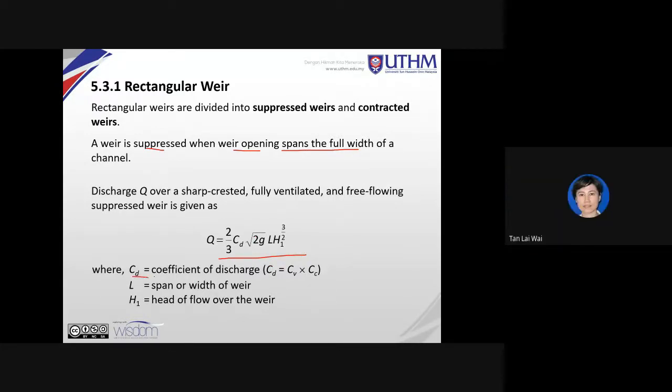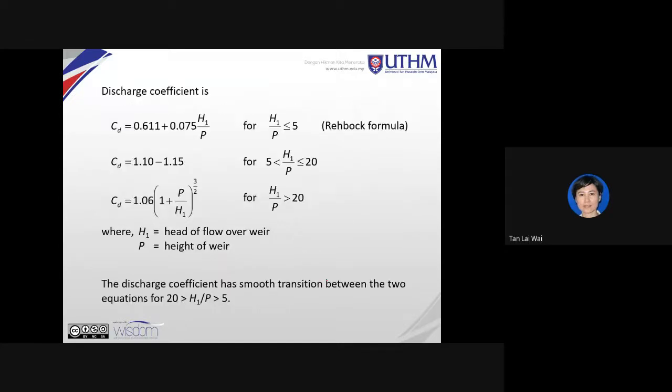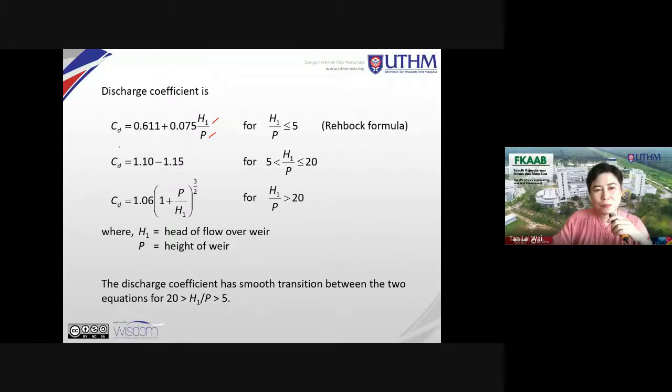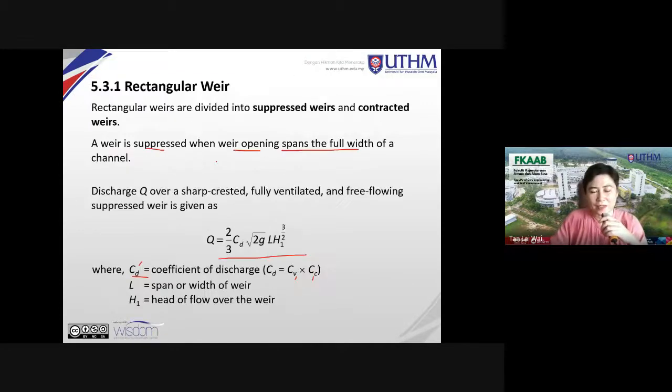Now, as you know, CD is the coefficient of discharge. Sometimes the question will give you the value of CD straightforwardly. Sometimes it will give you CV and CC, so you have to multiply them to get CD. Sometimes it will give you H1 and P and ask you to find CD. CD is not given, but H1 and P are available, so you can find CD using the Rehbock formula. All right. Let's go back.